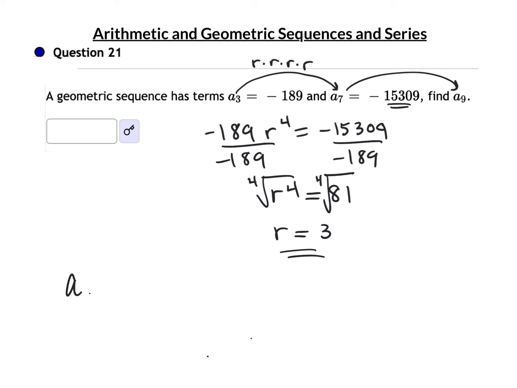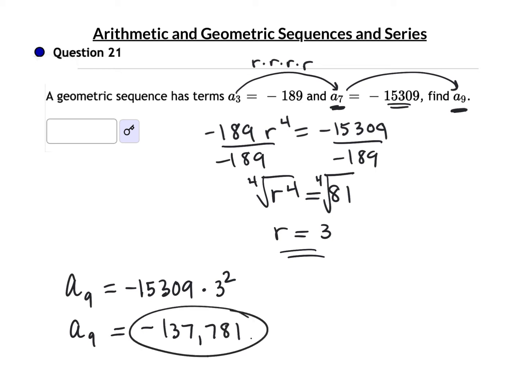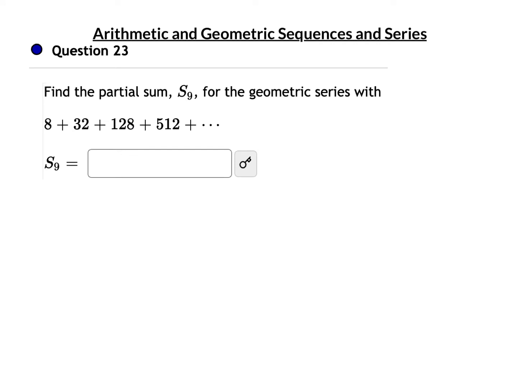We can find A sub 9 then, by starting at a sub 7, negative 15,309, and multiplying by our common ratio, which is 3, twice. To get from the seventh term to the ninth term, I multiply by the common ratio twice. A sub 9 is negative 137,781.